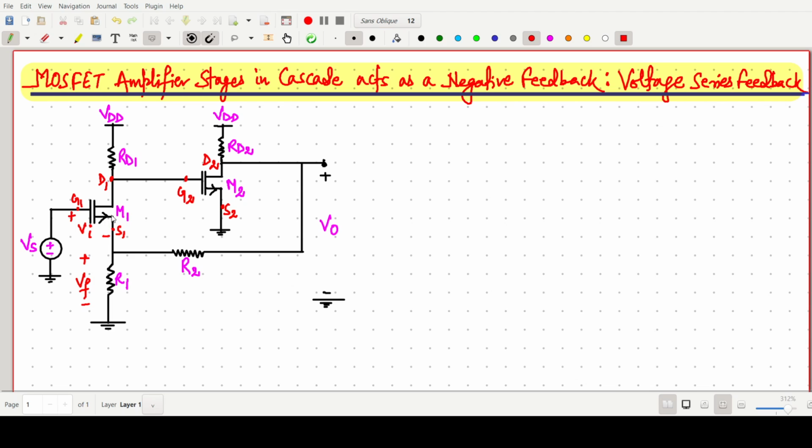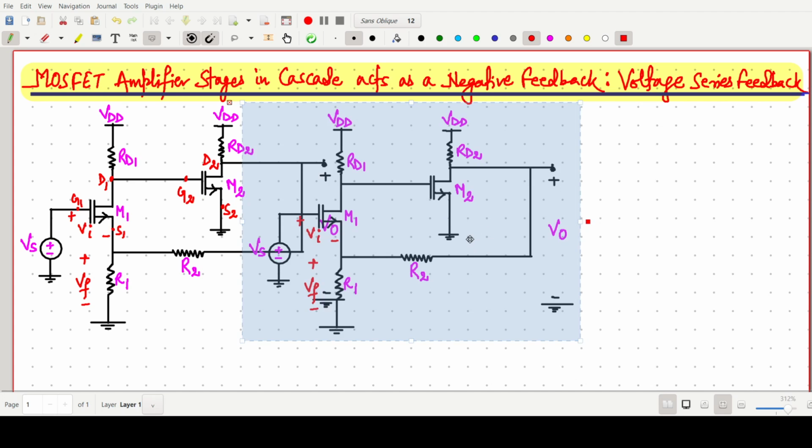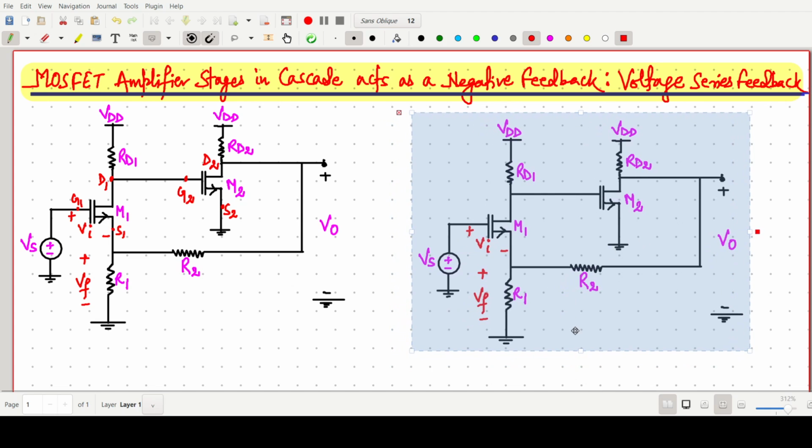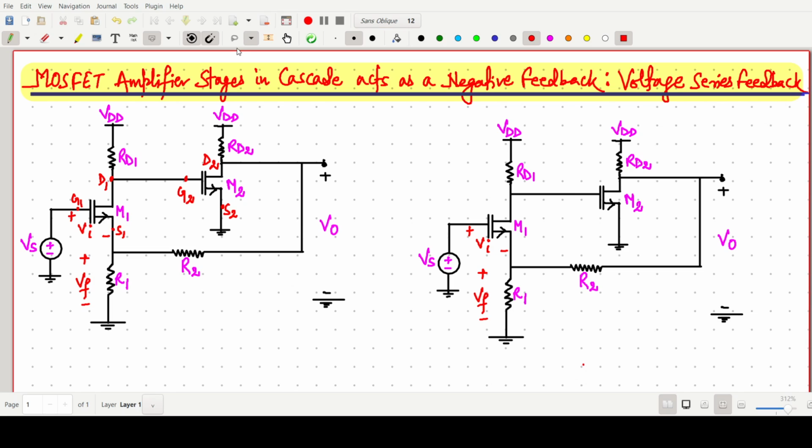So the output of M1 is fed to the gate of the M2 transistor, and we are taking output from the drain of M2. The output voltage V naught is sampled by a feedback network composed of the voltage divider R1 and R2, and the feedback signal Vf is fed to the source terminal of M1. So if we redraw the circuit, the same circuit I am just drawing.